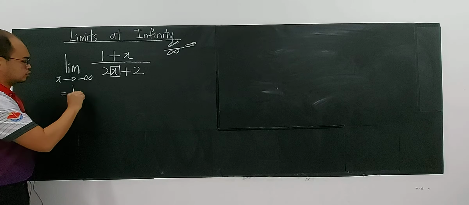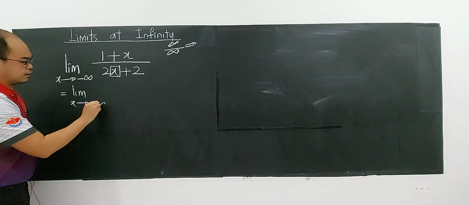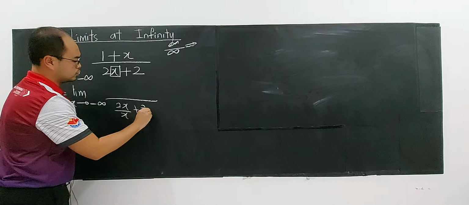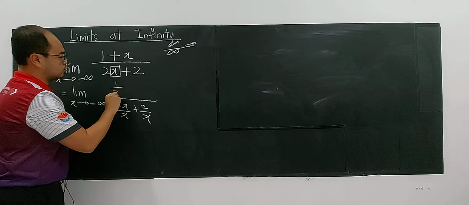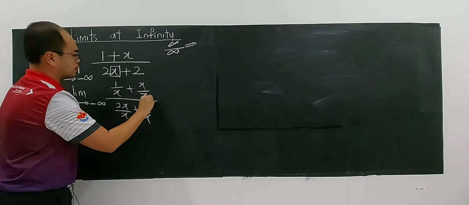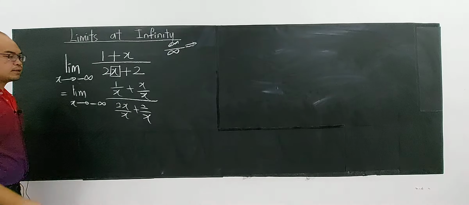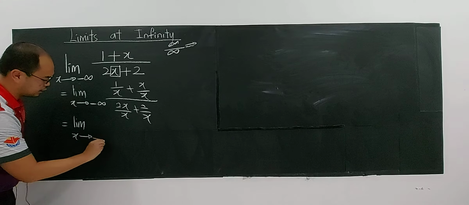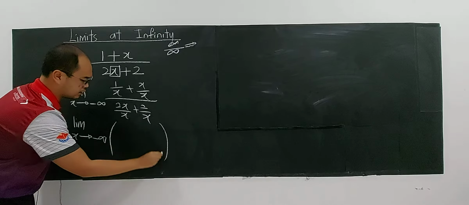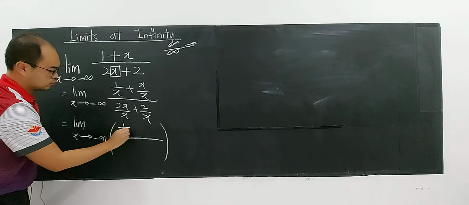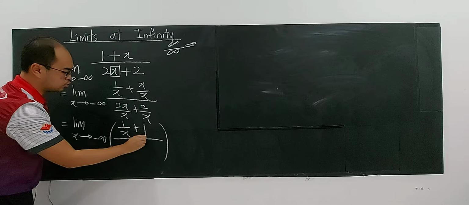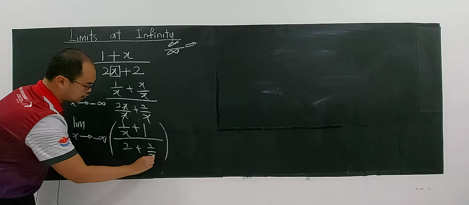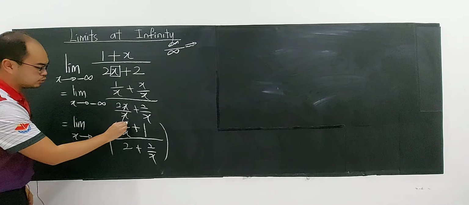So x approaching negative infinity, I divide by x: 2x over x plus 2 over x, 1 over x, x over x. Everything I divide by x. This will be the easier way. But this is just a technique. It's not a concept. So you must understand the concepts. So 1 over x plus x over x is 1. This is 2 plus 2 over x.